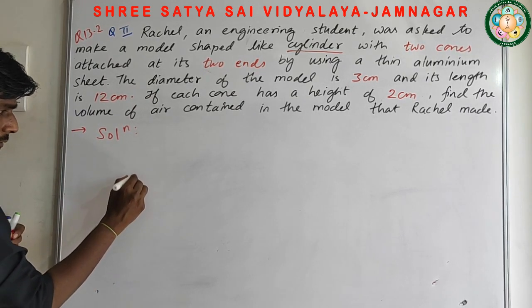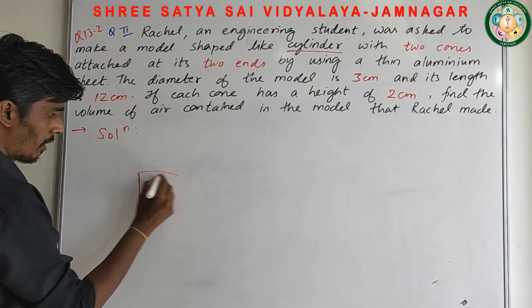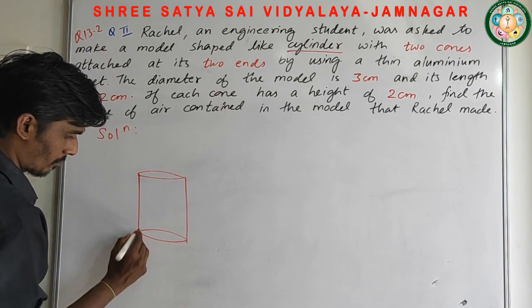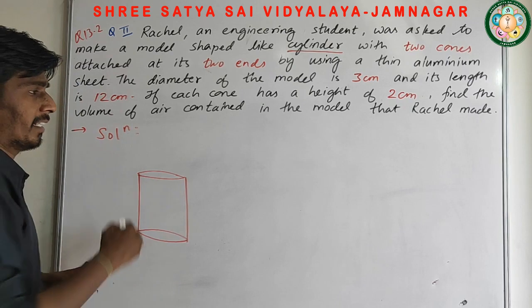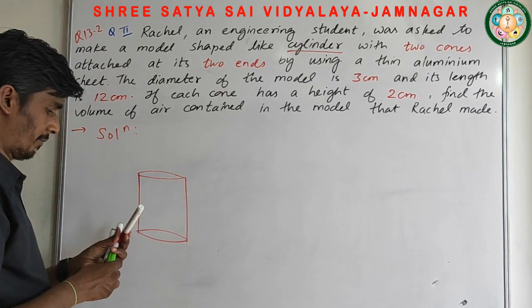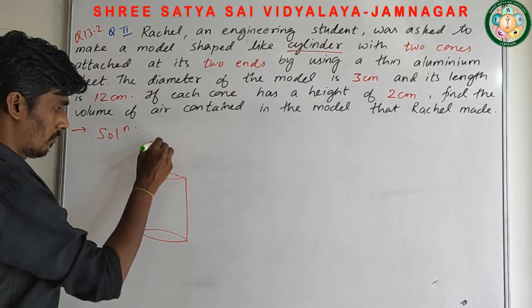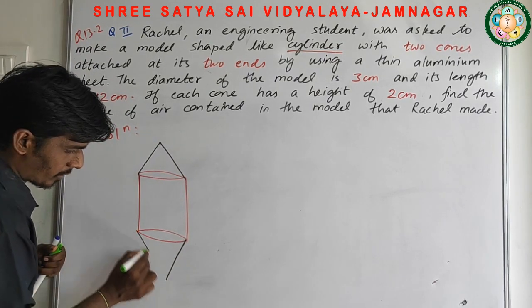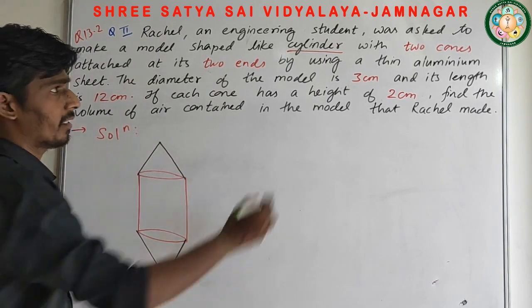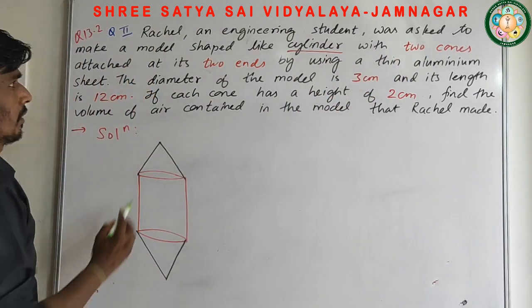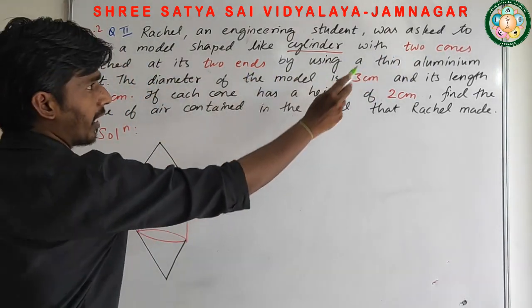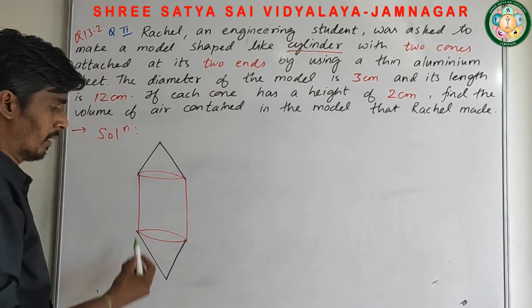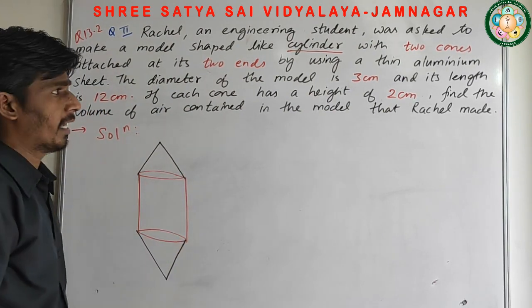So first of all, a cylinder and at both the ends cones are there. This is one end, this is another end. So 2 cones are there. So up to this it's clear. At 2 ends by using a thin aluminum sheet. Means this model is being made from aluminum sheet. A cylinder with 2 conical ends.